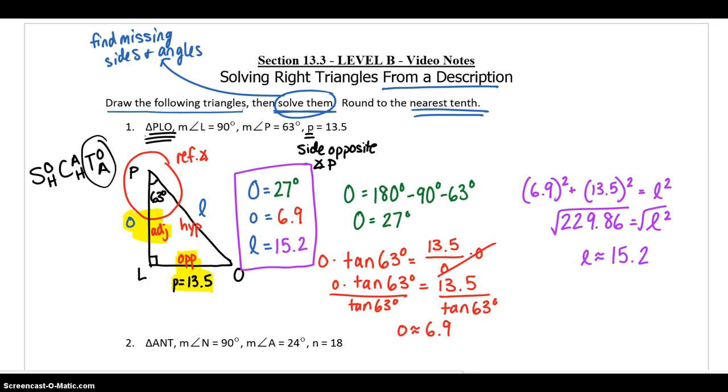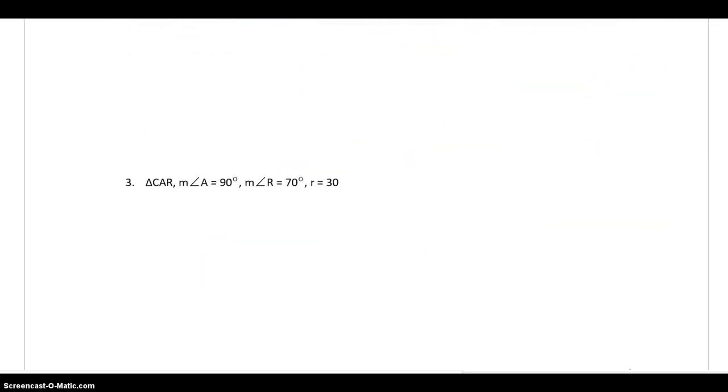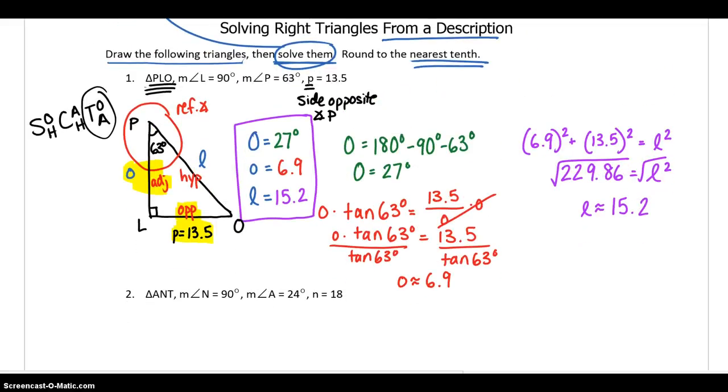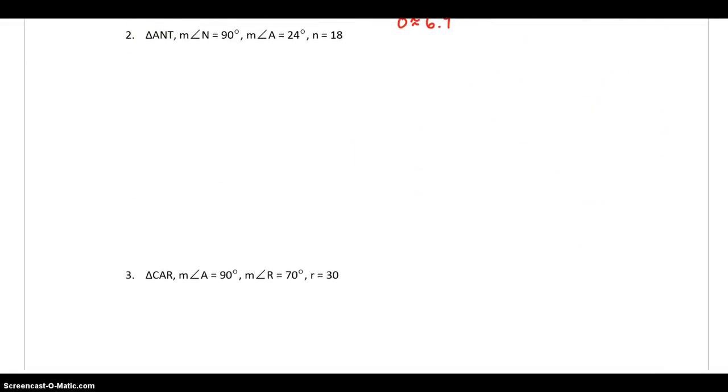Alright, let's do two more examples together, and then I'll let you try some on your own. Number 2, triangle ANT. I know it's going to be a right triangle because that's all we're doing right now. It says the measure of angle N is 90 degrees. That means N has to go with my 90 degree angle. A is 24 degrees. Either one of these can be A, so label whichever one you want. Just make sure you label it with the number and the letter.